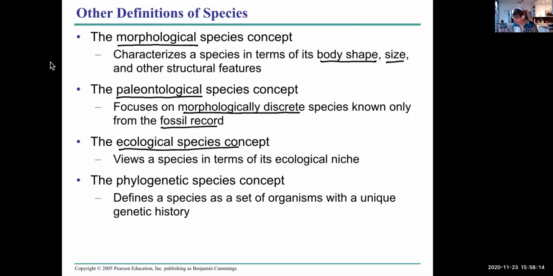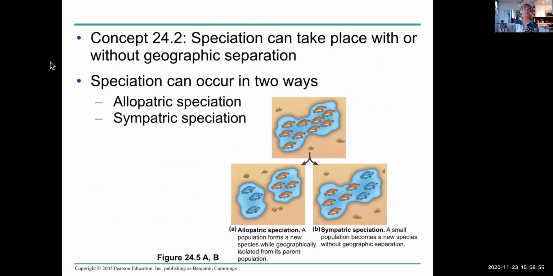The ecological species concept is such that it views a species in terms of its ecological niche, which is also very valid because you pretty much know you're not going to get new species if there aren't new ecological niches or new ecological opportunities. And then the phylogenetic species concept defines a species as a set of organisms with a unique genetic history. So an organism and its relatives, its ancestors. Yeah, so those are some other concepts of species or how to define species.